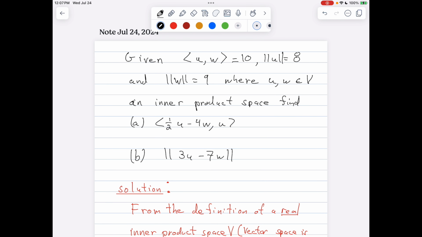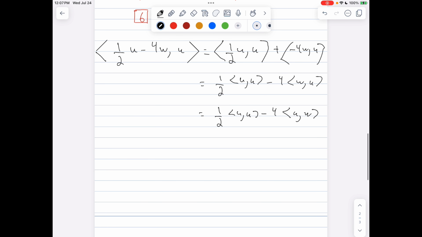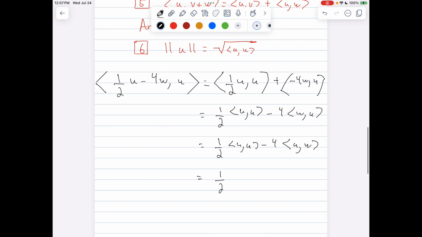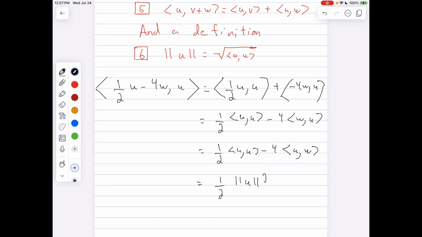I have to make the quantity that I'm looking at look almost exactly like what I'm given here with this information that I had originally. And the magnitude of u equals 8, and we're going to make use of that as well, because by definition, if I said the magnitude of u equals the square root of the inner product of u with u, then if you square that, this becomes the magnitude squared. Okay. And essentially what we're just going to do at this point is plug in numbers.